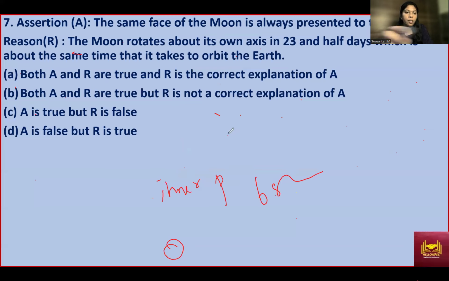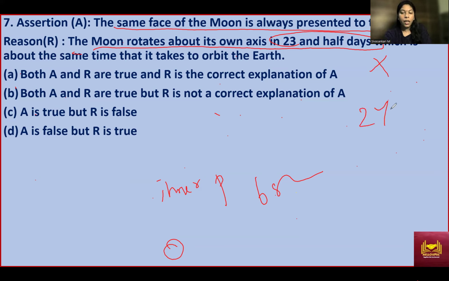See this, it is very clear. We know that we have read this statement: same face of the moon is always presented to you. That is right. The moon rotates about its own axis in 23.5 days. That is wrong. We have seen it is around 27 days, which is mentioned in NCERT, and it is 27 days, some 7.2 hours, that's the right thing. So A is right, but R is wrong. So A is true, but R is false. This is the right option. Then we'll go to the next one.